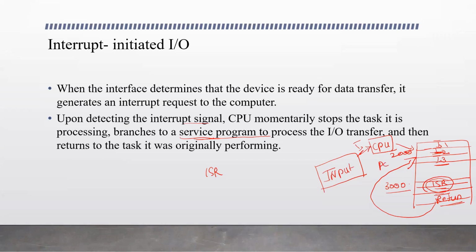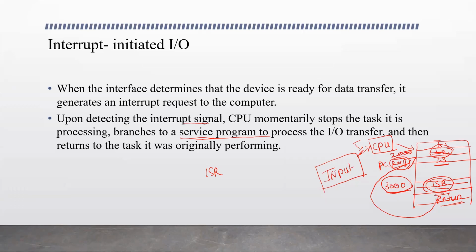So the PC would have this value initially, let's say 2001. During the execution of instruction 2, the CPU was interrupted by the input device. So it stops this and has to branch to this particular address. How is this branching done? The PC is loaded with 3000, the branching address. We call 2001 the return address, and 3000 the branching address.